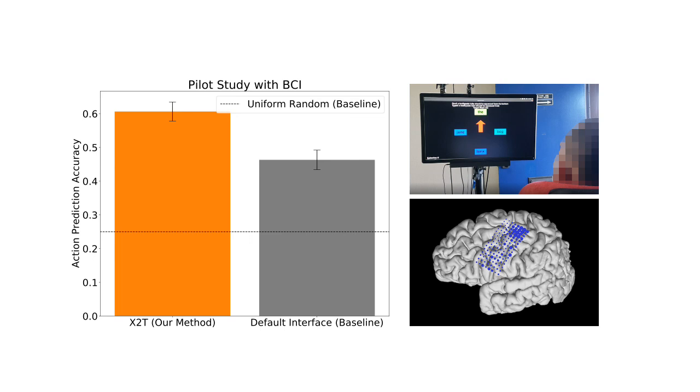In contrast, though, X2T achieves over 70% recall on the topmost button action, suggesting that it can overcome some of these challenges.